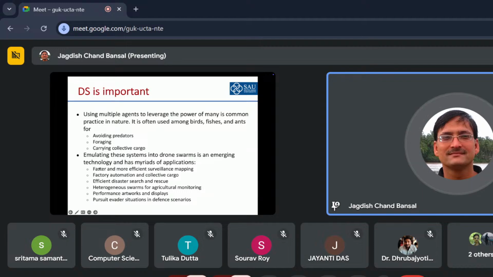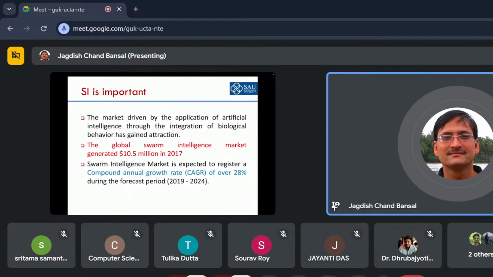You can see here I listed a few. Of course, I'm going to discuss more in my coming slides. Surveillance purpose, collective cargo purpose, disaster scenarios like HADR, human assistance and disaster relief, agriculture purpose for monitoring and for spraying pesticides on the crop. Of course, defense is one of the most important areas where the drone swarm is much required. I'll discuss this in detail.